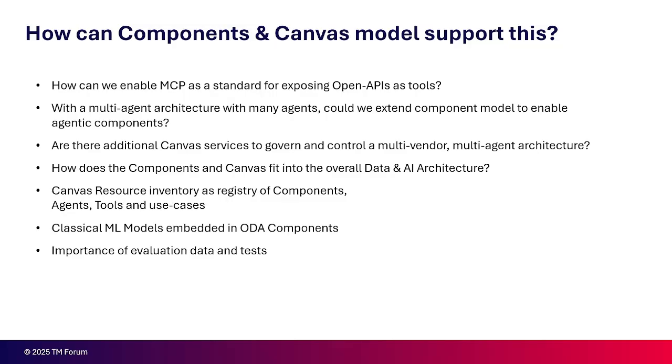And then I've got three smaller topics at the end, which are looking at building a Canvas resource inventory as a registry of components, agents, tools, and use cases, how we support classical machine learning as well as Gen AI models, and finally establishing evaluation data and testing frameworks for agentic systems.